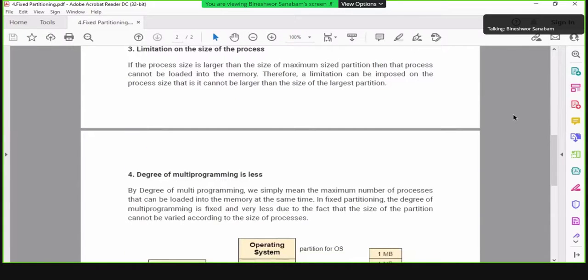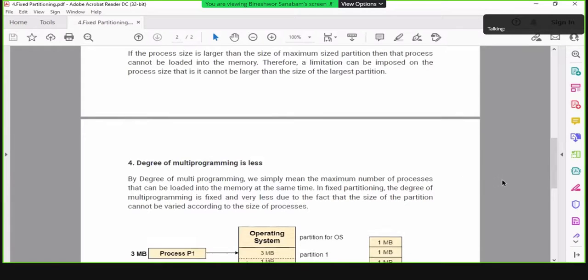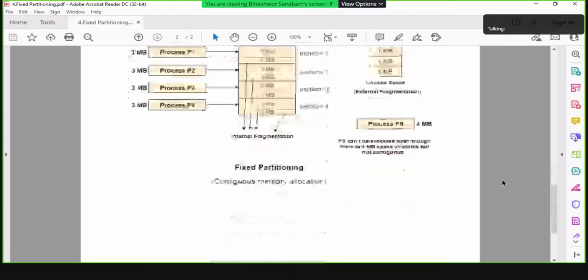By degree of multi-programming, we simply mean the maximum number of processes that can be loaded into the memory at the same time. So the number of processes that can be loaded at the same time may be less when we use fixed partitioning. So these are a few problems that may be associated with fixed partitioning.